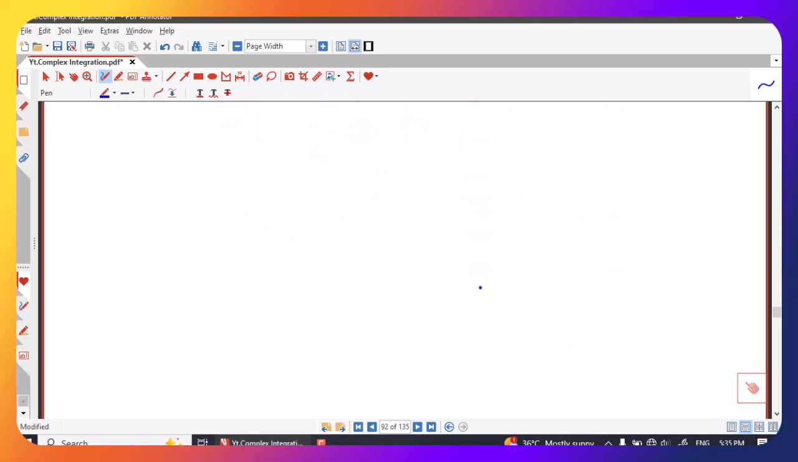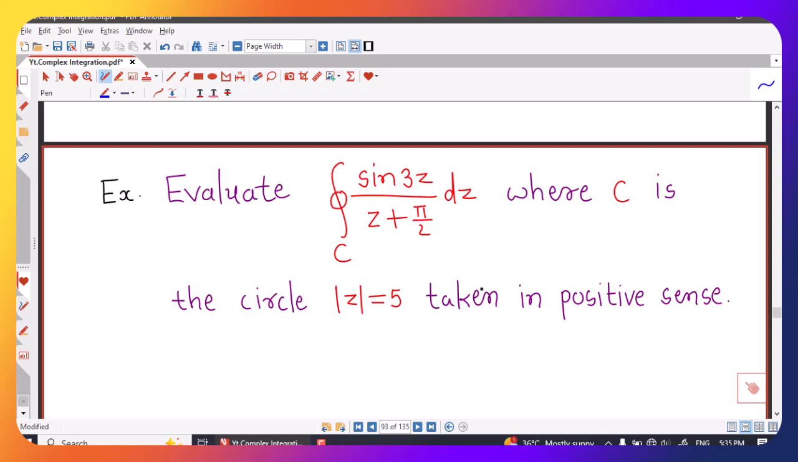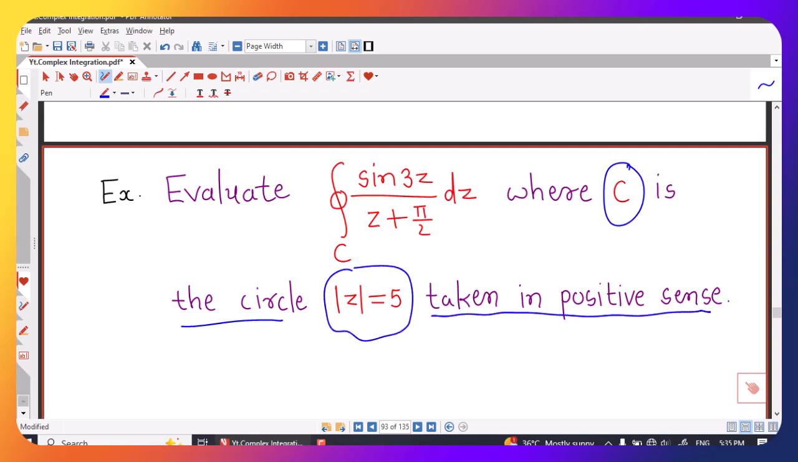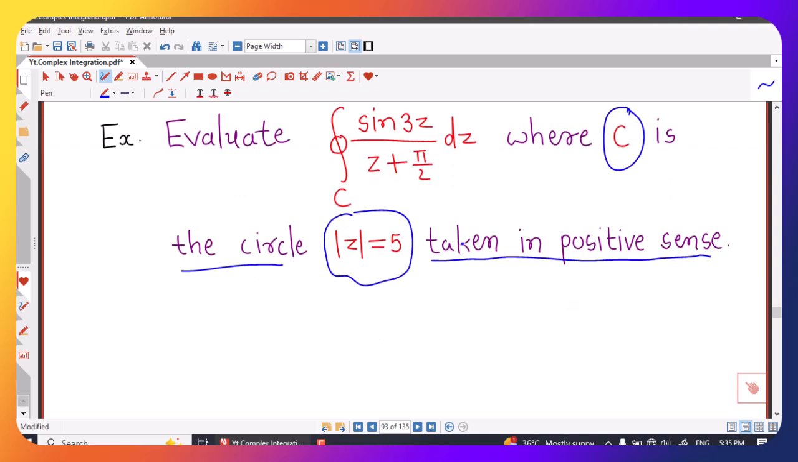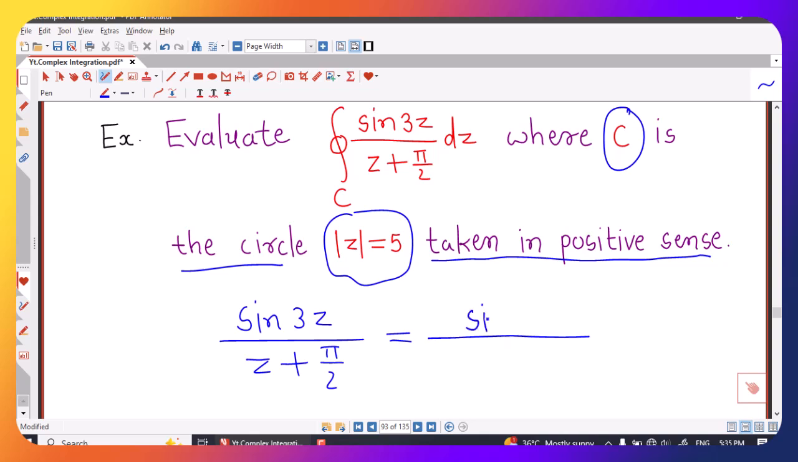I have taken two examples to explain this. First integral is: evaluate the integral of sin 3z divided by z plus pi by 2 with respect to z, where C is the circle whose center is origin and radius is 5, taken in positive sense, that is in counterclockwise direction. So you can see here we have to integrate sin 3z divided by z plus pi by 2, and this I can rewrite as sin 3z divided by z minus (minus pi by 2).